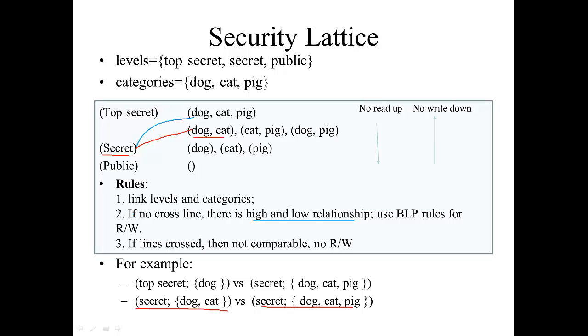Okay, because they are at the same level, we just compare the category. So this means the object's category is higher than the subject's category. That means this subject can write to the object. However, it cannot read the object.